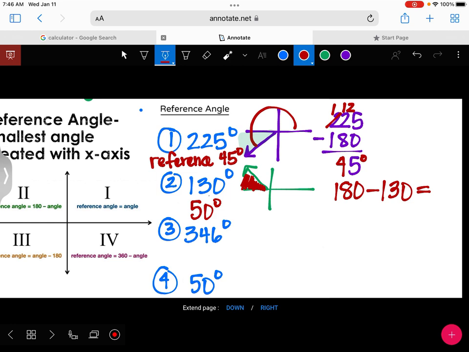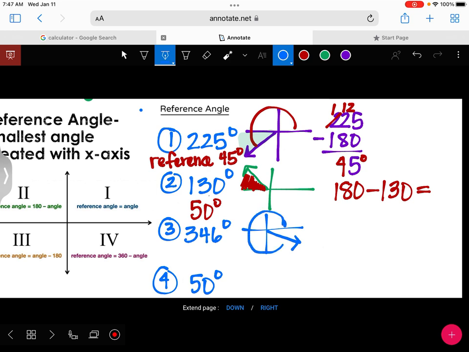Who had 50 for their reference angle? Okay, good. All right, number 3 is in what quadrant? It's in quadrant 4. So quadrant 4, so that would be about here.